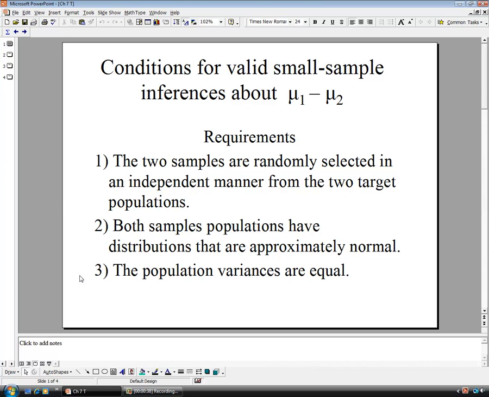And the third one is the population variances are equal. And again, even if the numbers aren't exactly the same for the variances, as long as they're not statistically different, then you're going to be okay.